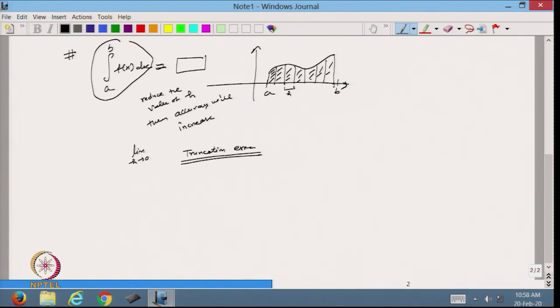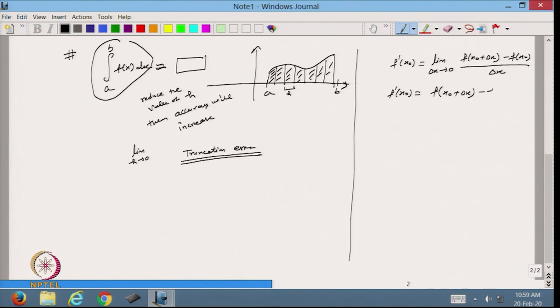Another form of truncation error: suppose I have a function, and I want to define the derivative of the function at x naught. In this case, I know that is the definition of the derivative at x naught by delta x. Now, suppose I am finding the derivative with the help of a computer, with the help of numerical analysis. In this case, we approximate this derivative with f(x naught plus delta x) minus f(x naught) divided by delta x, where delta x is very small.